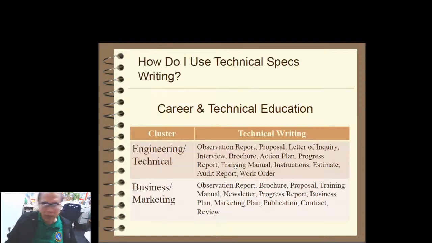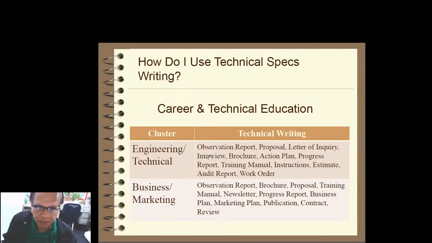Okay? How do you use technical specs writing? Well, in career and in technical education, no? Cluster, engineering, technical, and then of course, business and marketing. In engineering technical, ito na nga yung paggagawa ng drawing, paggagawa ng specification, paggagawa ng mga bill of quantities, and so on and so forth, no? At sa business naman, yung paggagawa ng mga proposal, paggagawa ng mga quotation, di ba? At instruction, ganyan, no?